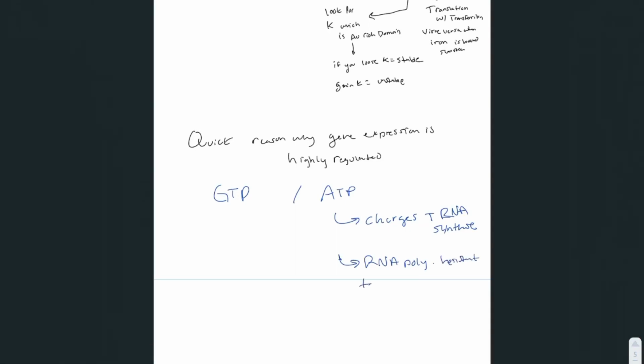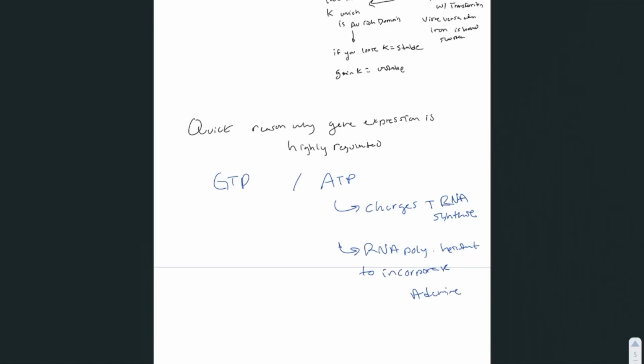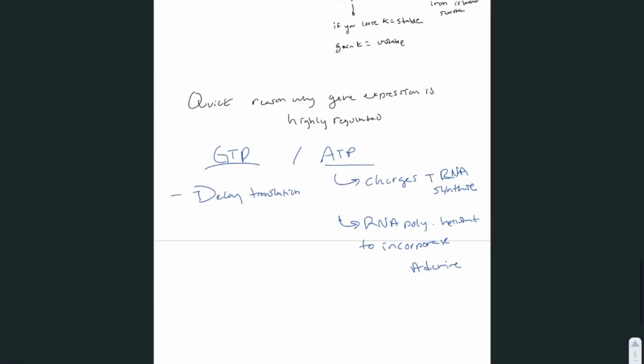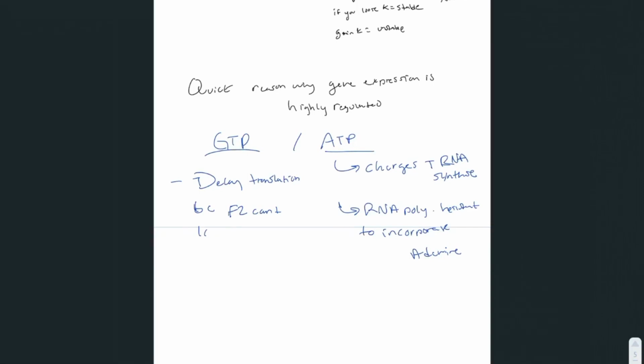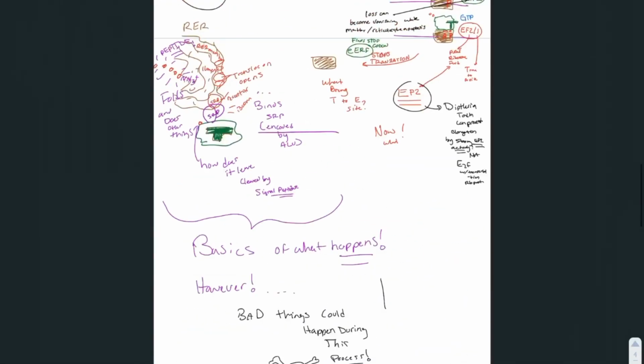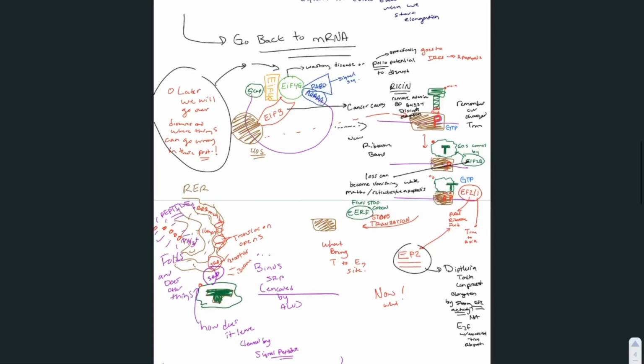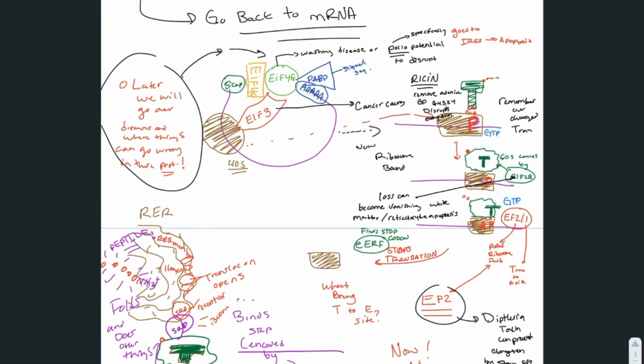RNA polymerase also uses ATP, and here it's hesitant to incorporate adenine base pairs. If you don't have GTP, you can delay translation. These are things that are happening if you don't have them, right? You can delay translation. Why? One of the reasons is that the eIF2 portion of one of the proteins can't load the 60S big subunit, and that is right there.